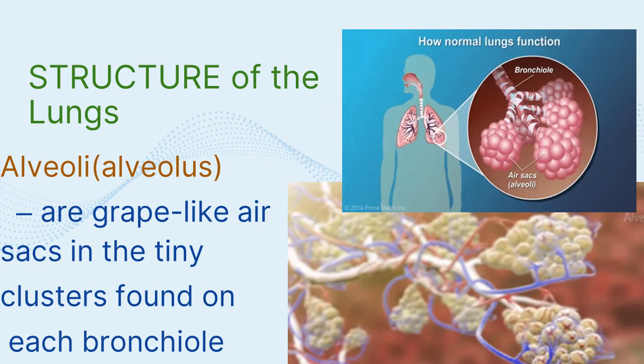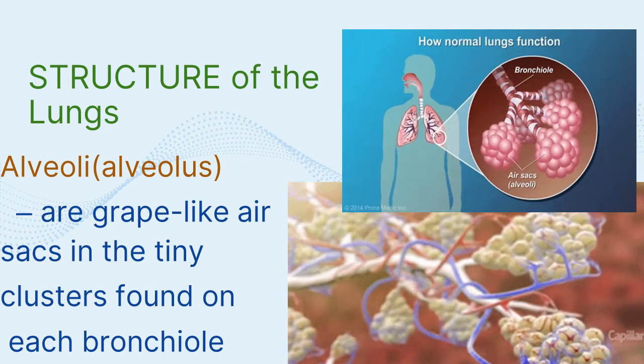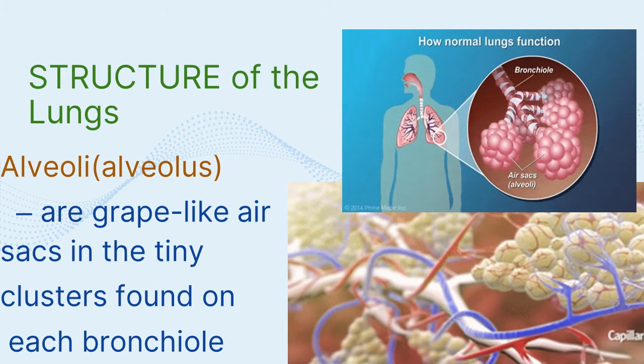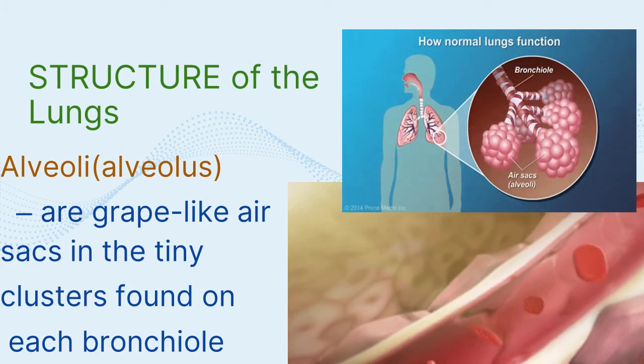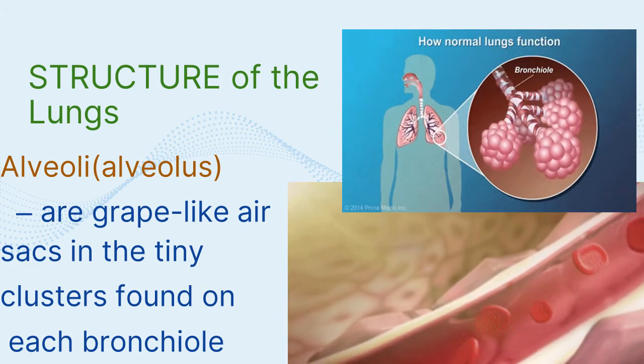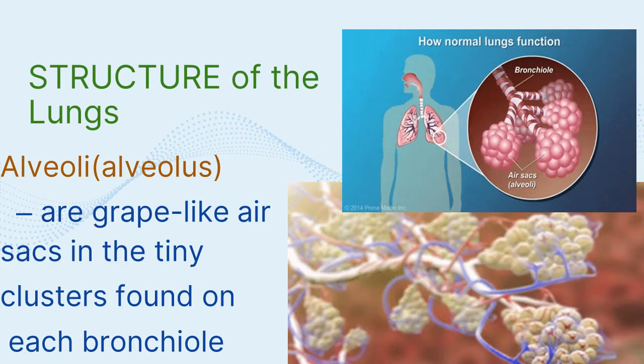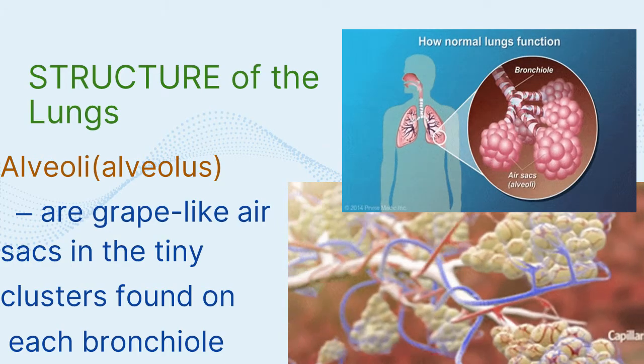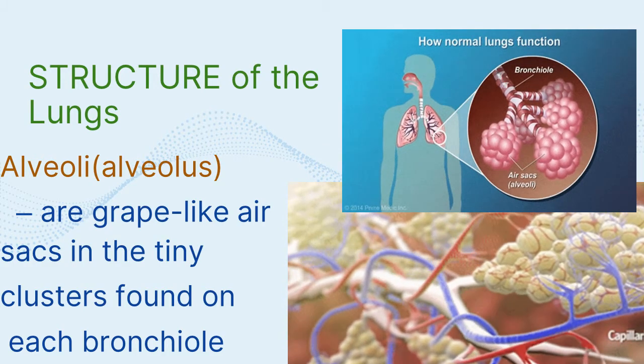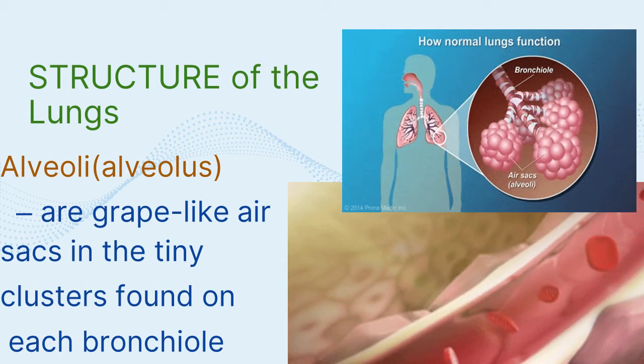At the end of each bronchiole are tiny clusters of grape-like air sacs called alveoli. These air sacs are where gaseous exchange in the lungs occurs. The alveoli are so tiny that only one blood cell can pass at a time during blood circulation in the lungs.